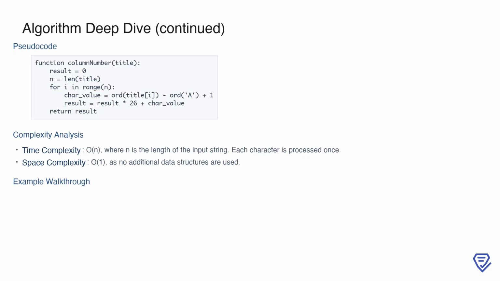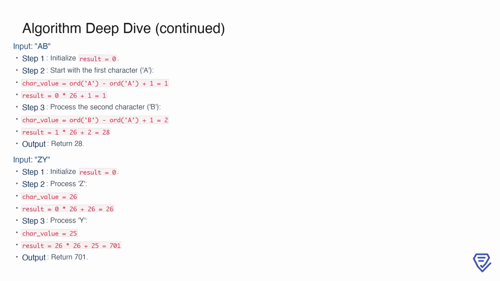In terms of complexity, the algorithm processes each character once, so the time complexity is O(n). Since no additional storage is used, the space complexity remains O(1), making this solution both time and space efficient. Let's walk through two concrete examples to solidify our understanding.